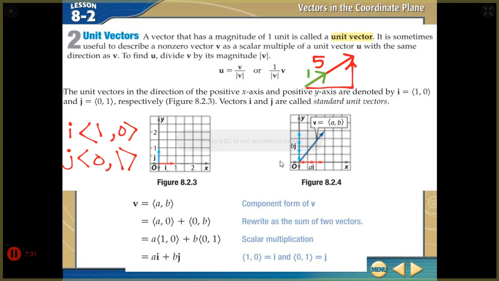Now what we can see is that we can use multiples of i and j to create any vector that we want. The way that we do that is we take a vector, so let's say (a, b), we can break that apart into (a, 0) and (0, b), and then we can factor out that scalar value of a and b. And then this is defined as i, and that's defined as j. So we can take this vector and write it as a linear combination of i and j.